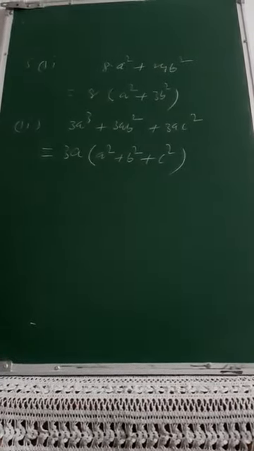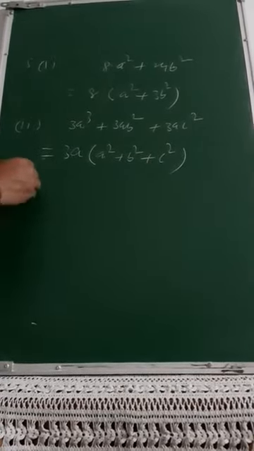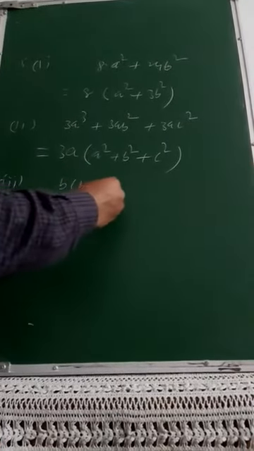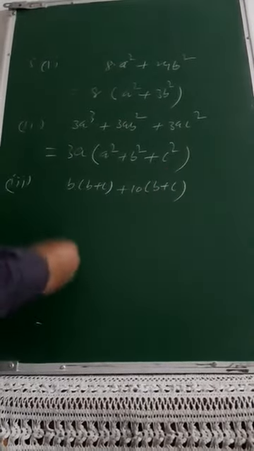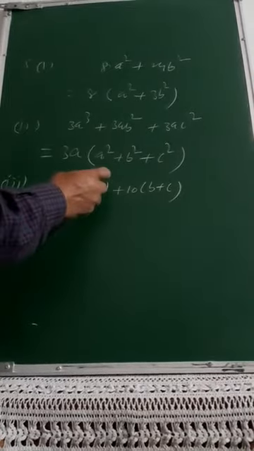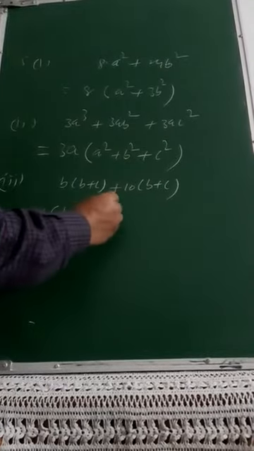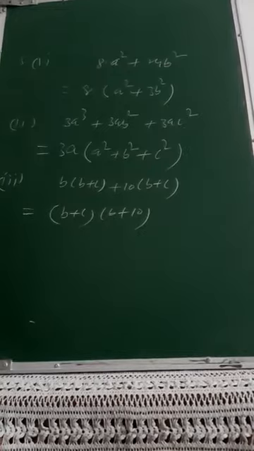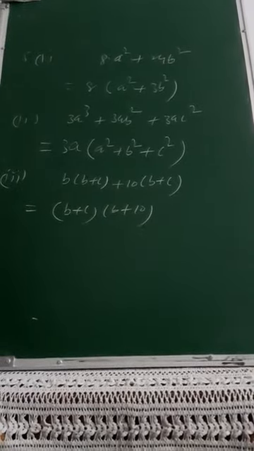3a into a square plus b square plus c square. And then if you go to the third part, in the third part what you can check is b into b plus c, and then it is plus 10 into b plus c. So what happens, we did in middle term splitting, the second last step was there, so b plus c is here, b plus c is here, means I can take b plus c common. From here I will be left with b, from there I will be left with 10. So then I can write it in terms of b plus c into b plus 10. That is the factorized form.